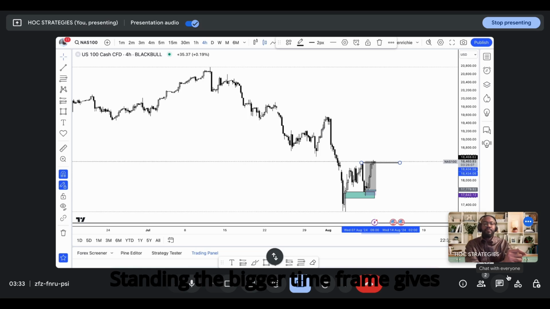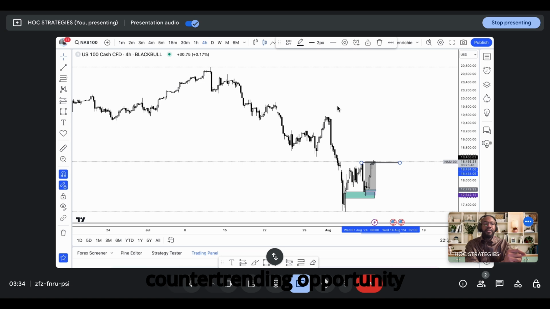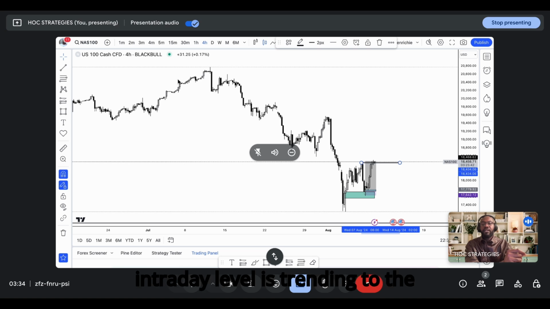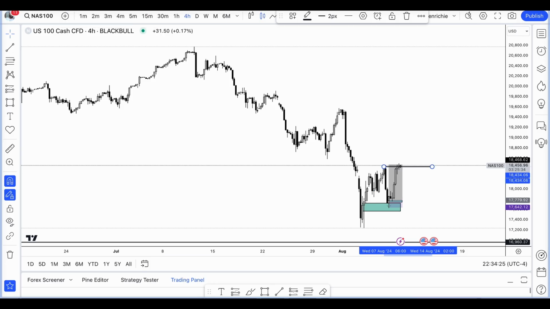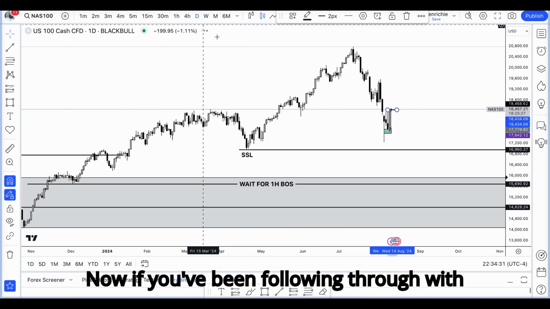Understanding the bigger time frame gives us an overview of entries that present themselves for counter-trending opportunities. So in this case, we're going to be using US 100 as a point of reference to show a counter-trending opportunity. In the case where the market on the intraday level is trending to the downside, we're able to get into a counter-trending buy setup.